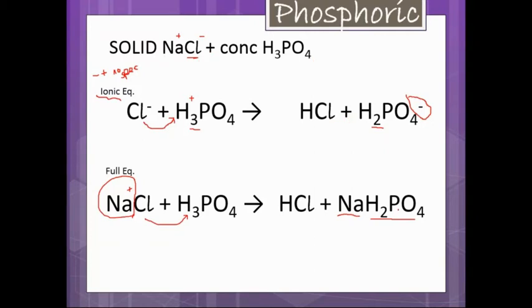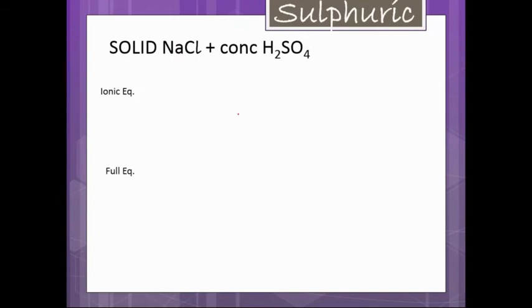Okie dokie, let's have a look at the sulfuric acid then. Sulfuric acid. Okay, so once again, we are starting with solid sodium chloride, which is good because that's easy to get hold of. And concentrated sulfuric acid, there we go as well. Okay, so what we're going to get in this case is very similar sort of idea. So there's the chloride ion with its minus charge. Your hydrogen there is two lots of positive, one for each hydrogen.